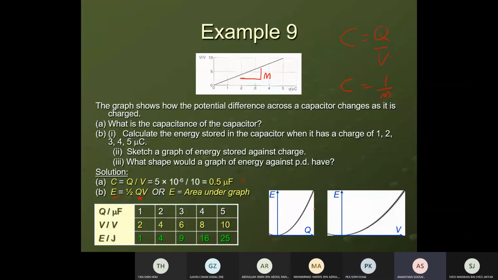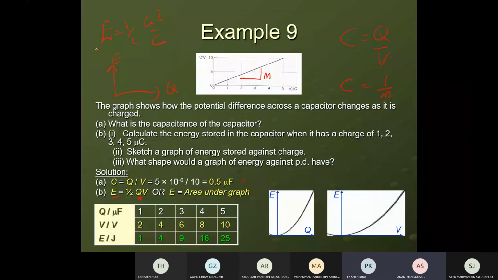Which formula can you use to plot the graph? E equals half Q squared over C to be used. When you want to plot E versus Q, why do you choose this formula, half Q squared over C? Anyone? Why can't we use half QV? Why can't you use E equals half QV to sketch the graph E versus Q?